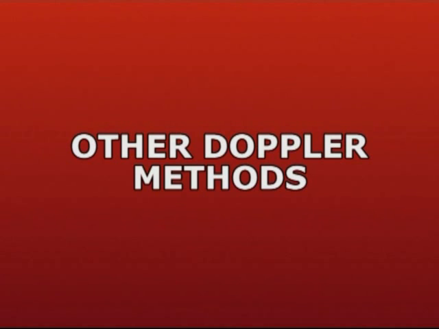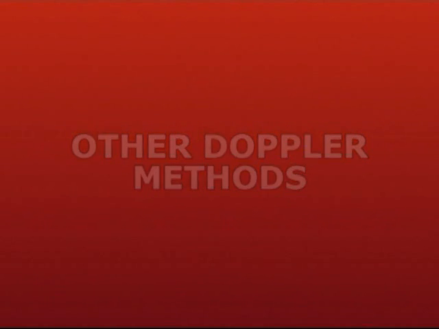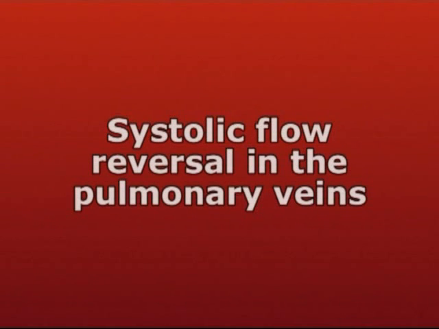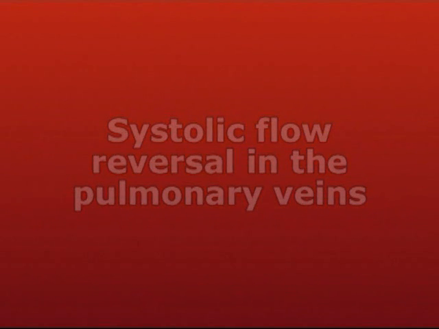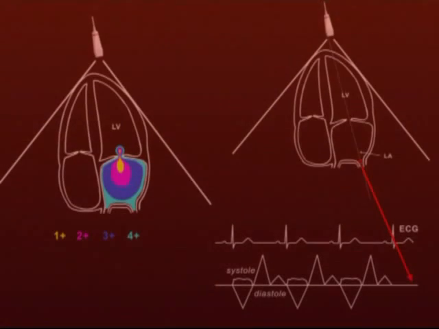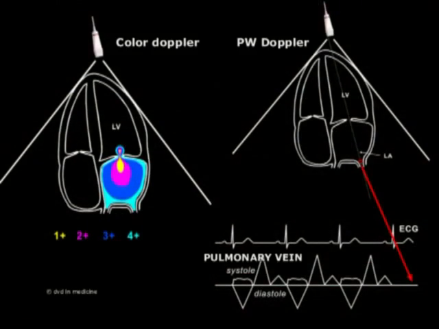Other Doppler methods. Systolic flow reversal in the pulmonary veins. The presence and the degree of blood flow reversal from the left atrium into the pulmonary veins can indicate the hemodynamic impact of the MR jet. Visualization of flow reversal into one or more pulmonary veins on the color flow Doppler, or more reliably, pulse Doppler evidence of flow reversal into the pulmonary veins, are measures of MR severity.